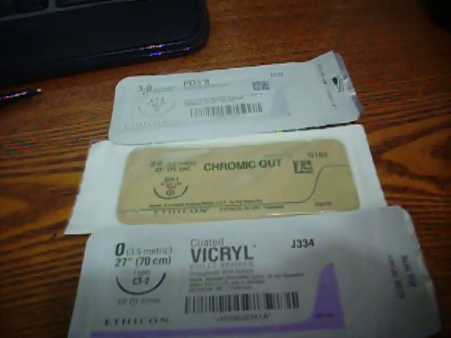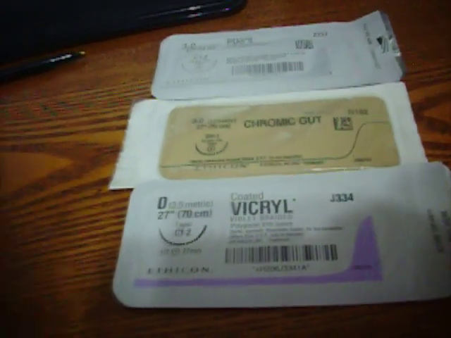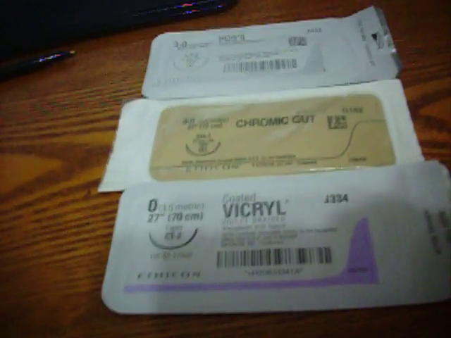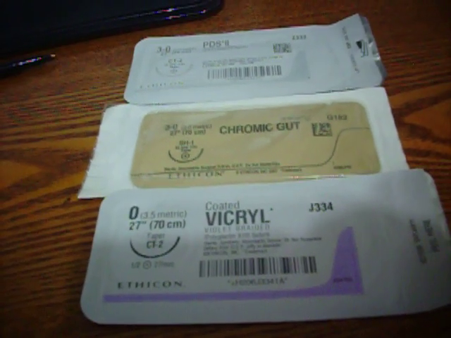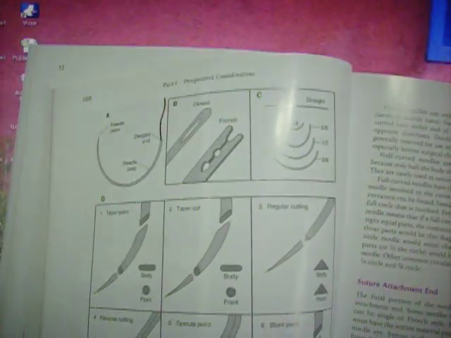It depends on what the doctor wants, but once again, monofilament is 1 single strand and braided is 2 strands, which braided holds knots a little bit better. So that just kind of depends on the doctor. So those are examples of the suture material and the suture needles that we would use in the hospital.